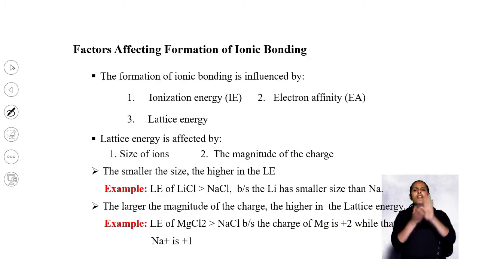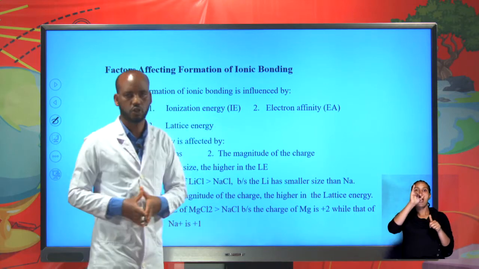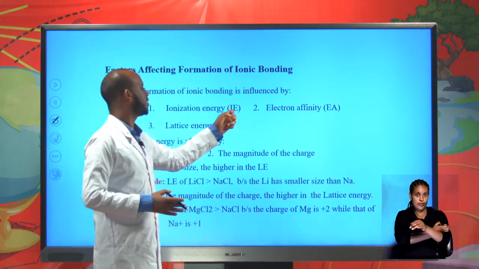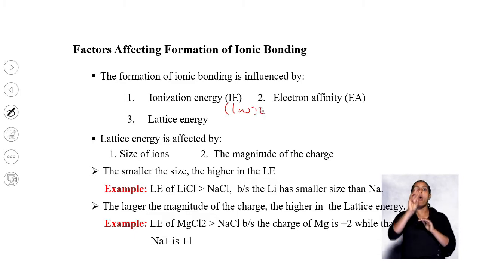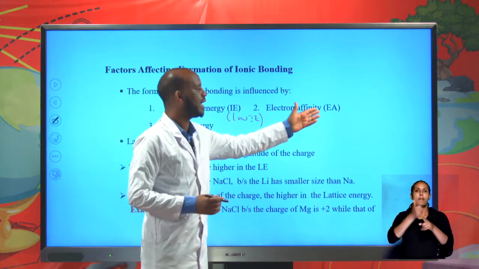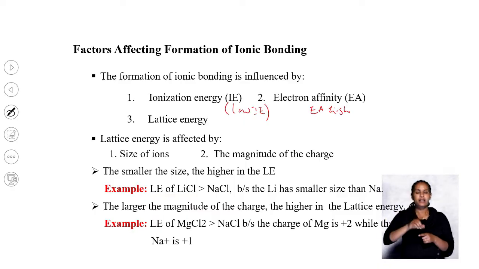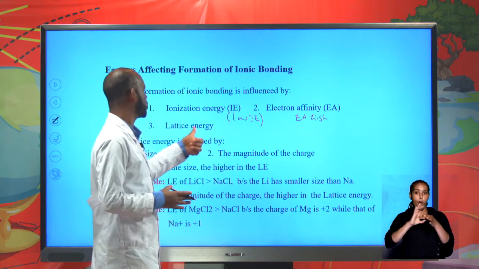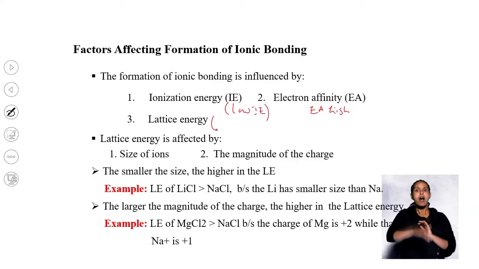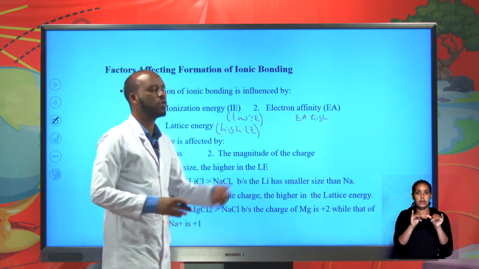Factors affecting formation of ionic bonding. The formation of ionic bonding is influenced by, 1. Ionization energy. The ionization energy of the metal atom must be low. 2. Electron affinity. The electron affinity of the non-metal elements must be high. 3. Lattice energy. The lattice energy of the ionic compound formed must be high. Lattice energy is the measure of the strength of ionic bond.